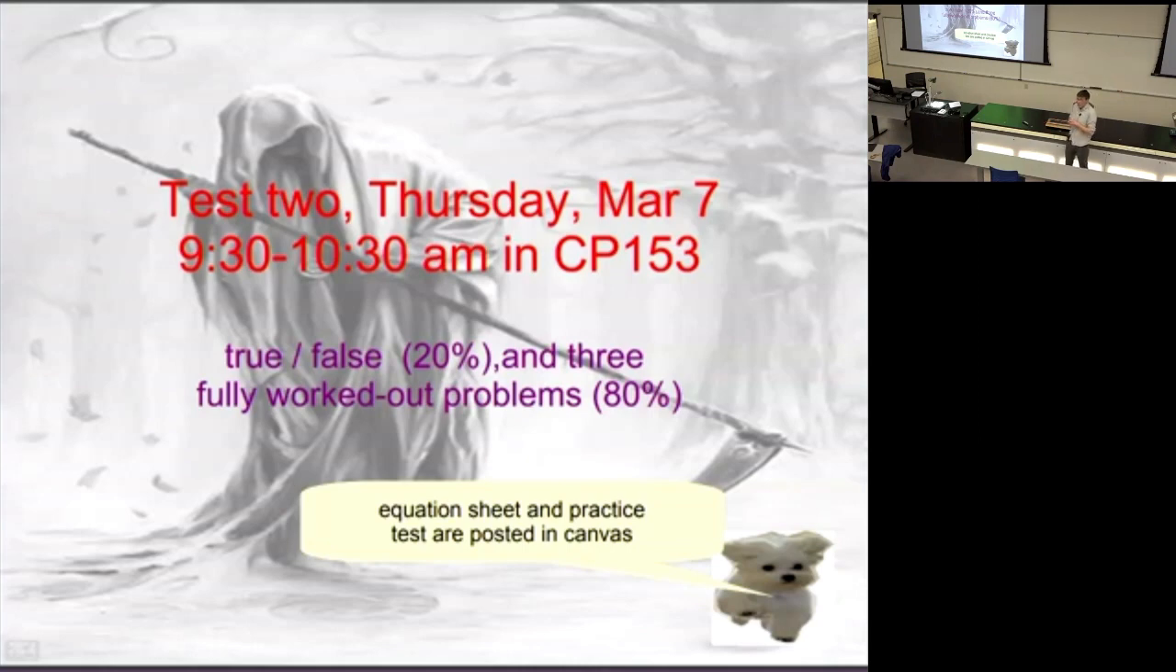Test two has the same format as test one, so you're going to get 10 true-false questions, like you got on test one. That's worth 20 points, or 20%. And then you'll get 3 long problems, fully worked out problems, that together count for 80%, or 80 points. So exactly the same format.